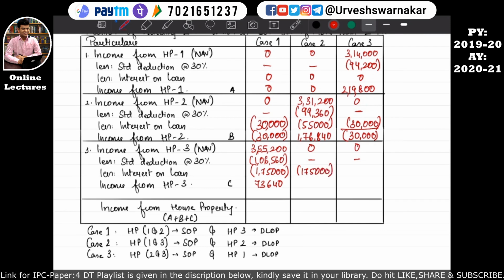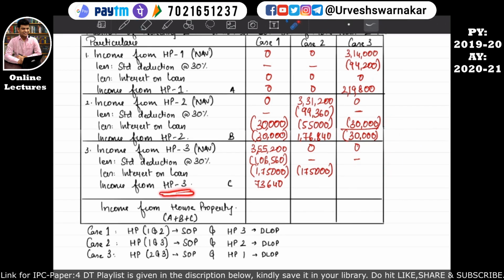1,75,000 will be allowed, and here also 1,75,000 will be allowed. But if you can see that in this particular case 3, 1,75,000 is allowed, okay, but there are two self-occupied house properties. In case number 3, 2 and 3 are self-occupied house properties, and the maximum amount of deduction in aggregate that can be allowed is 2 lakhs, okay.